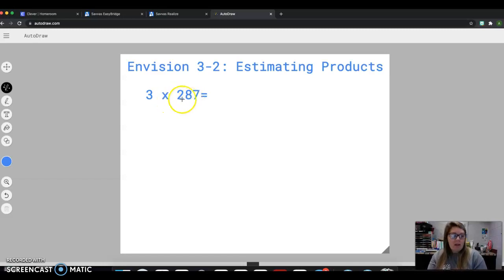All right, so let's remember how to round. First of all, when we are rounding this number, we want to round to the largest place value. That way, everything behind it is going to be a 0. It's going to be a little bit easier for us to multiply. Okay, so in this particular number, we're going to be rounding to the nearest 100.